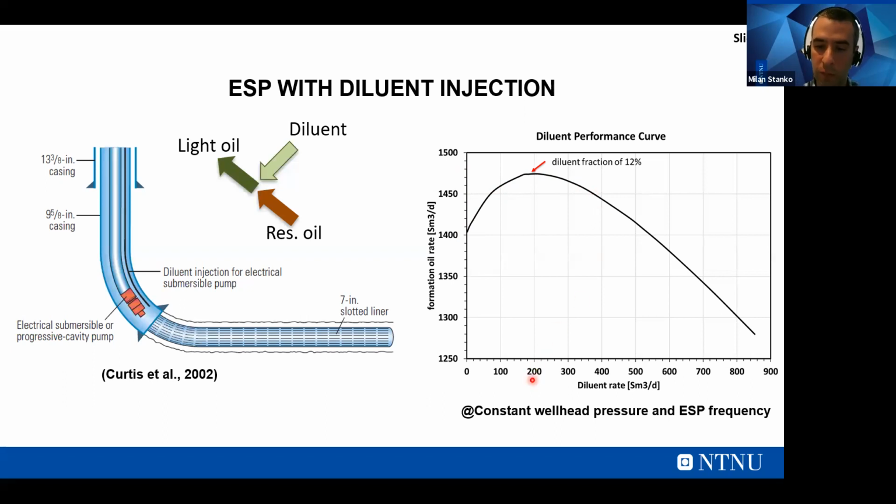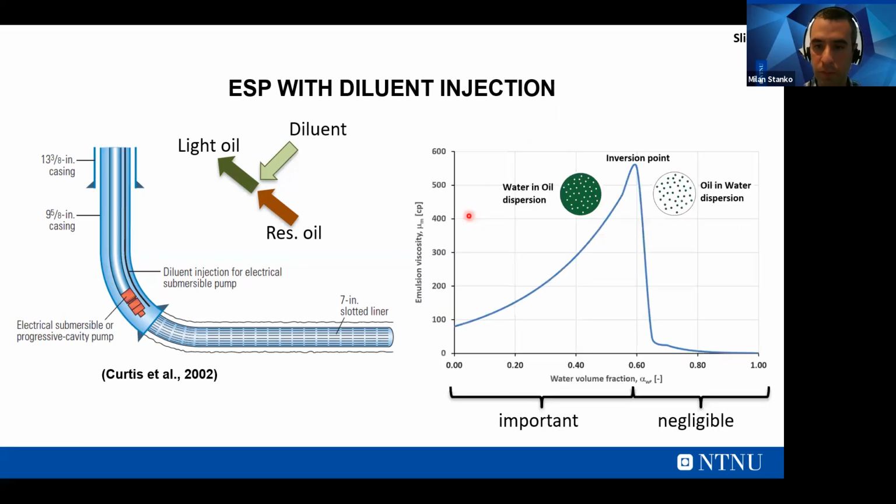So in this case, the optimum is located at a diluent fraction of approximately 12%. The diluent fraction is how much diluent you're injecting divided by the sum of these two rates. These fractions may be anywhere from 5% all the way to 40%. These are typical fractions. And this is the plot you get, the diluent performance curve. The increases can be more, but usually they are quite modest.